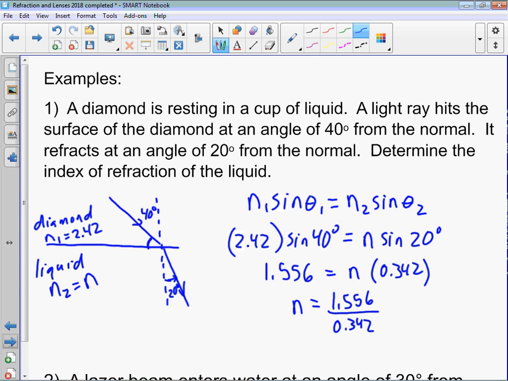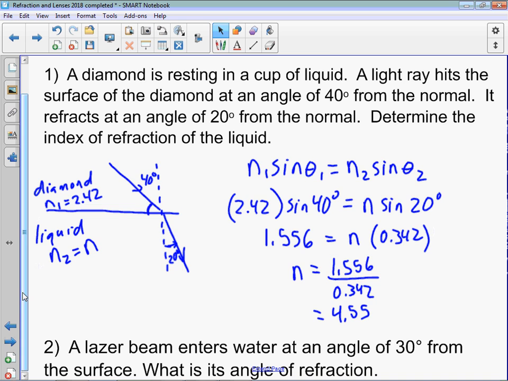And that gives me an index of refraction of a whopping 4.55. And that's huge. So I don't know if this actually exists, but with these made up numbers, you'd have a really, really large index of refraction.